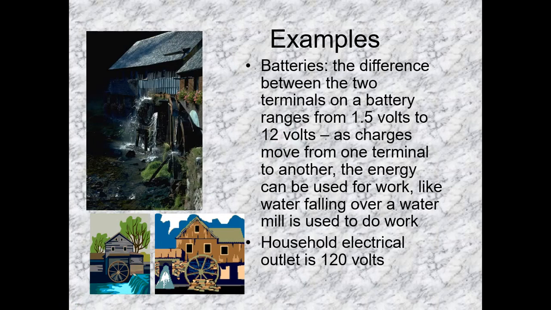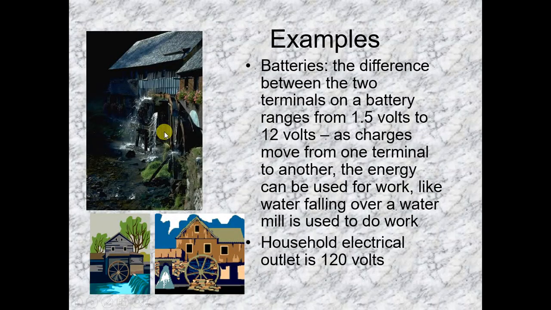For example, the potential difference between the two terminals of a battery ranges from 1.5 volts to 12 volts. As charge moves from one terminal to another, the energy can be used to do work, like water falling over a water mill is used to do work. A household electric outlet is 120 volts. See here, in our battery there is a difference, so the charge goes from the higher position to the lower position.